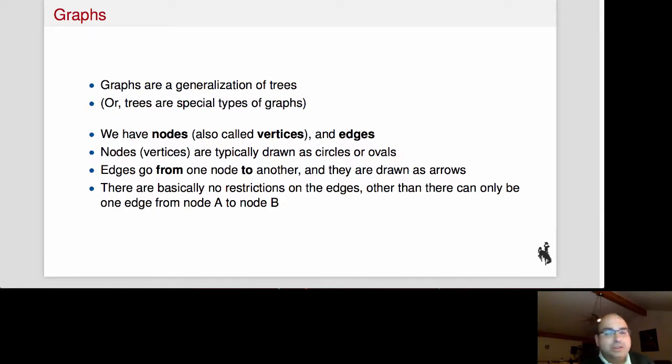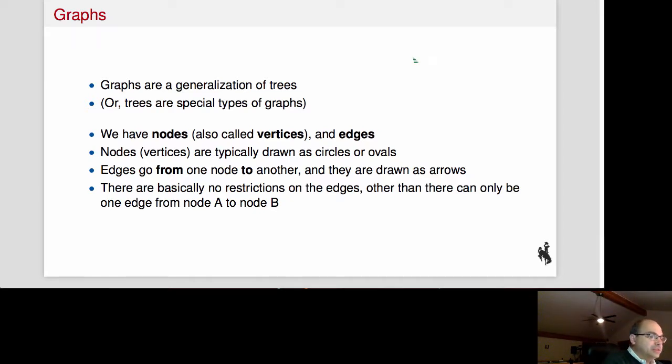Okay, so there's a couple of ways of doing this, and the way that I like to do it is to introduce graphs as kind of a generalization of trees. Some other books do it differently. They might, for example, introduce graphs first and then say that a tree is a special kind of graph. Either way works, okay?